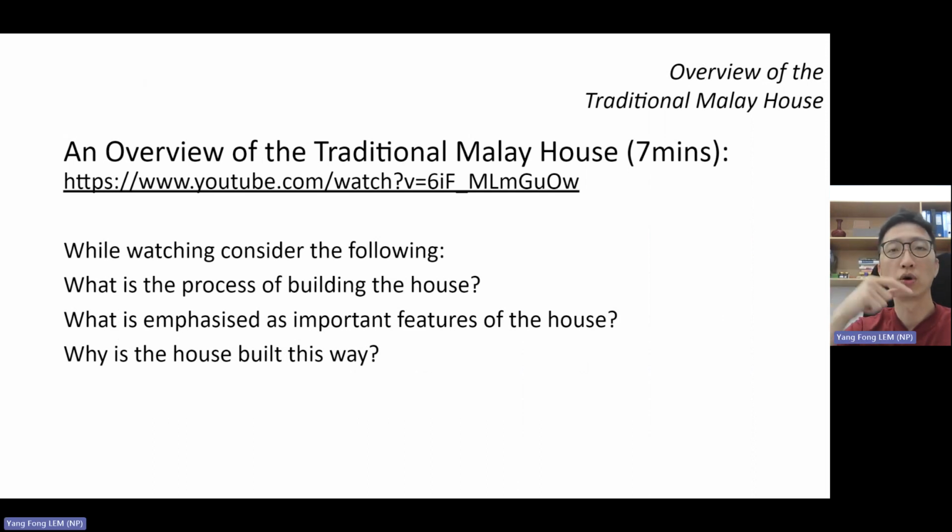Okay, here you can watch an overview of the traditional Malay house. Please watch this before you work on worksheet 2, right? So while watching, consider the following. What is the process of building the house? What is emphasized as the important features of the house? And why is the house built this way?